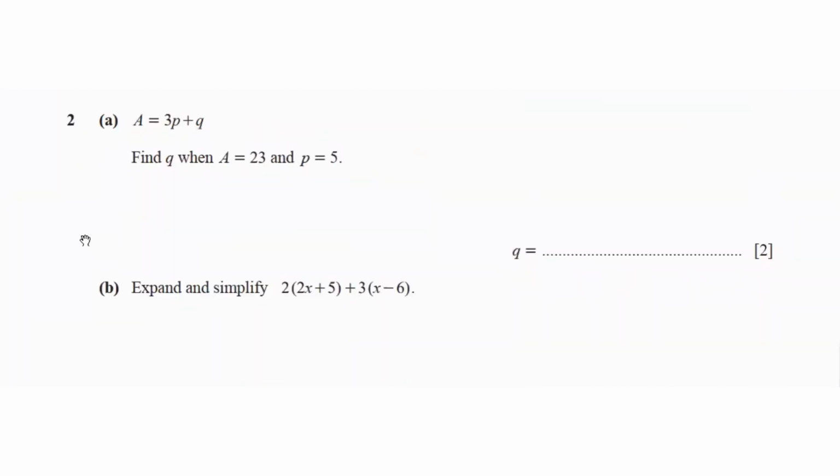Question 2 says A equals 3P plus Q. Find Q when A is 23 and P is 5. So 23 equals 3 times 5 plus Q. 23 equals 15 plus Q. 23 minus 15 equals Q, which is going to equal 8.